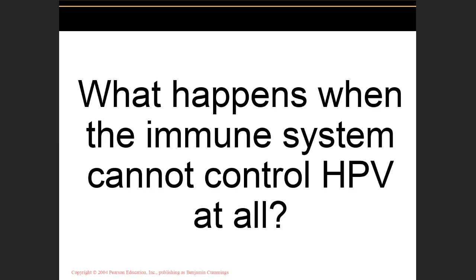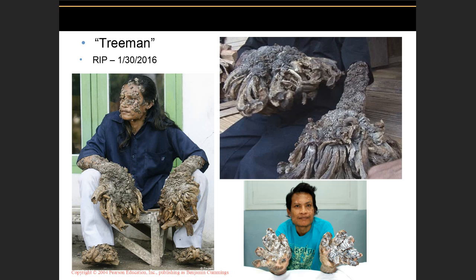So what happens when the immune system cannot control HPV at all? And I hope you're not eating right now. Tree Man. Have you ever heard of Tree Man or seen Tree Man? This was an individual with that rare mutation. His immune system could not control HPV at all, and so the warts just grew like crazy. No control whatsoever. And all the warty growths looked like the bark on a tree. That's why he was called Tree Man.